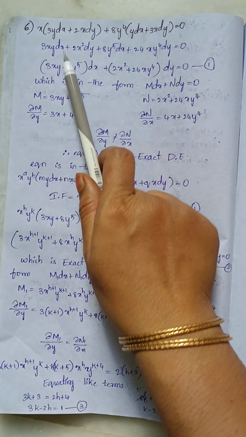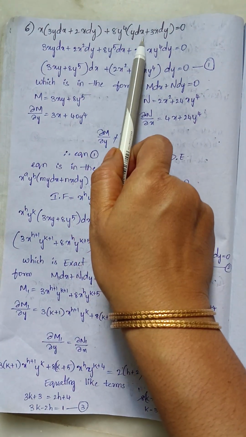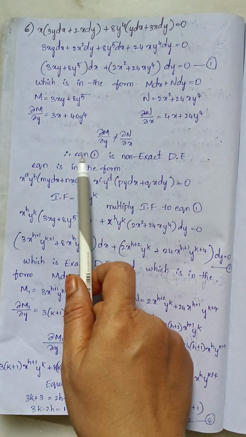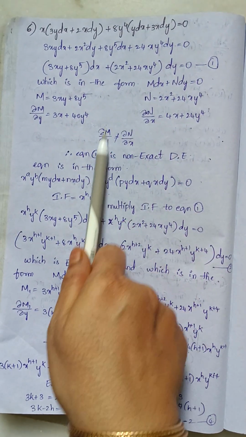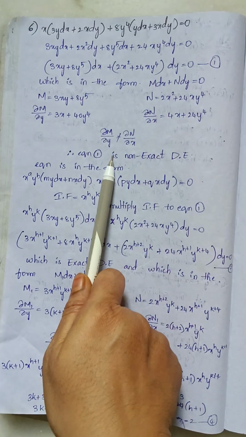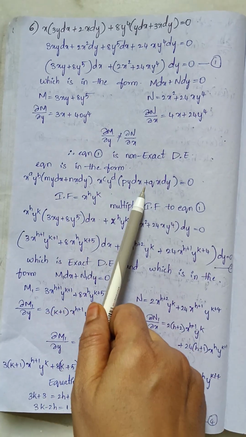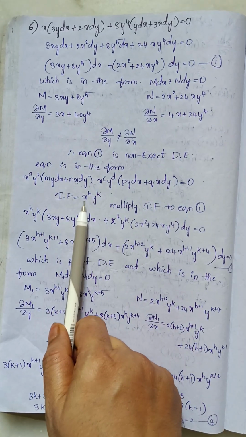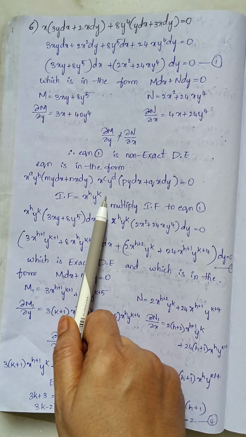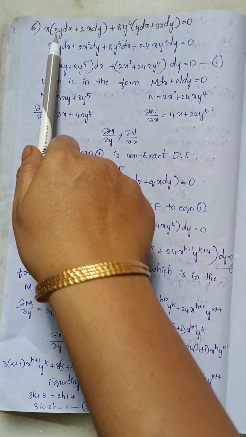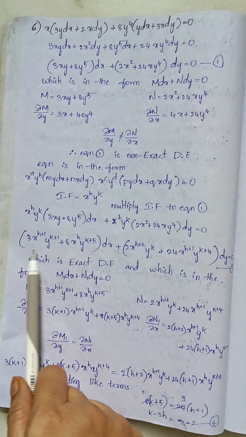See the last similar problem, y dx plus x dy, here also y dx plus x dy. So we can continue the process to check whether it is exact or not by seeing this. It is non-exact. Again, compare with this and take the integrating factor x power h, y power k, and multiply it to the given equation. Then it will become like this.